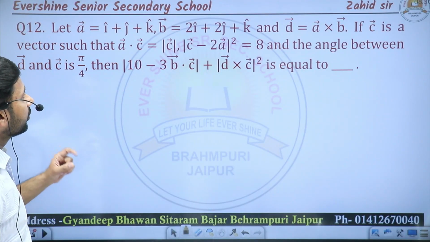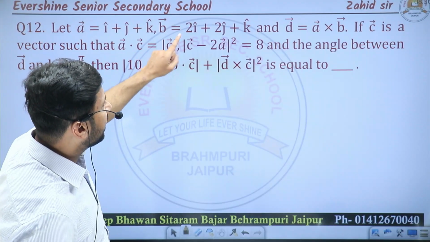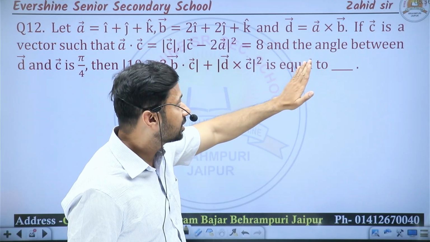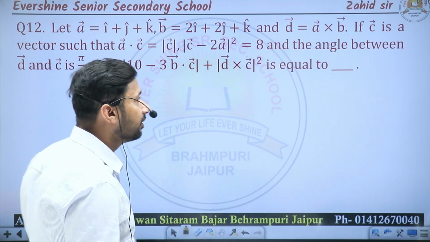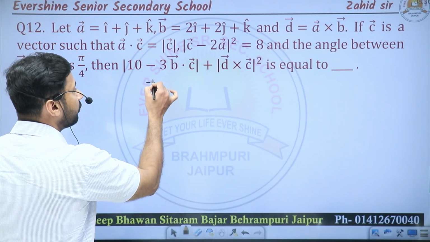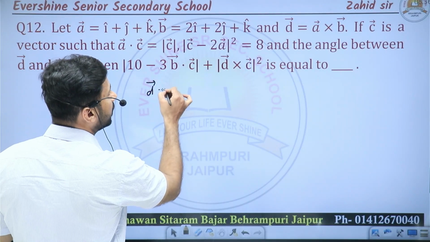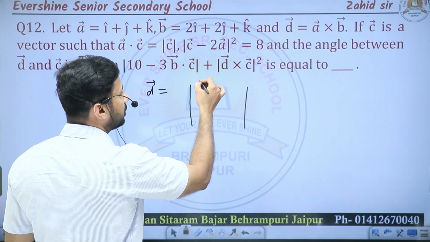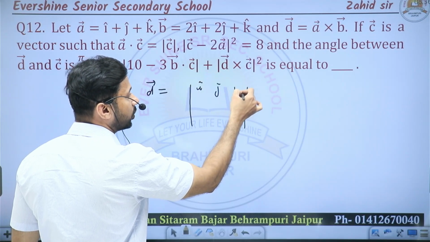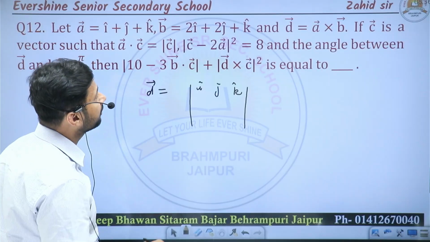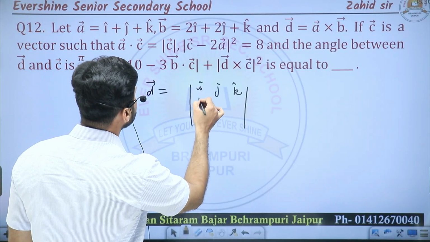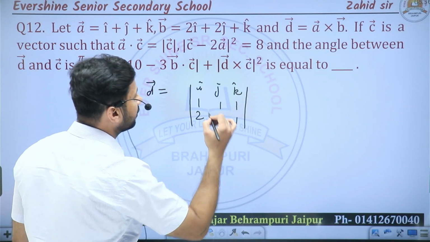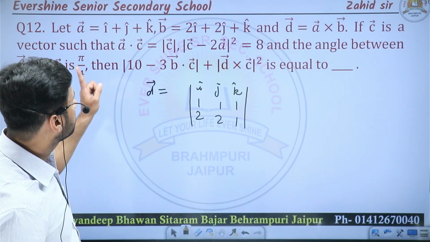Now what we are given, A vector is given and B vector is given. So D is the cross of A and B. First we'll find vector D. So vector D will be equal to the cross product of A and B. We have done a lot of questions to find the cross product, so it's very easy to find. We can do it by the matrix method. So 1, 1, 1 and 2, 2, 1. I put the values here.